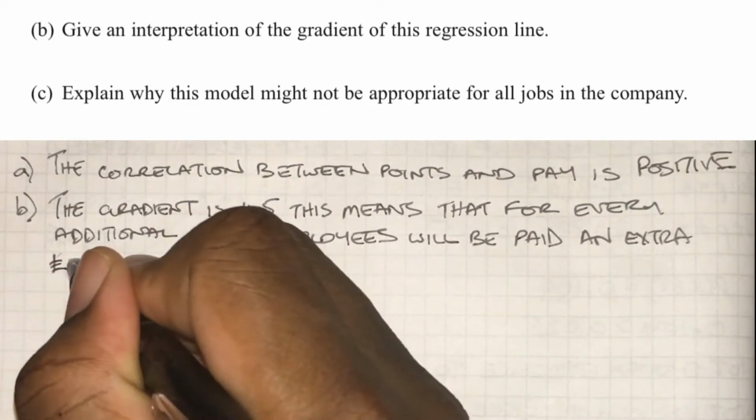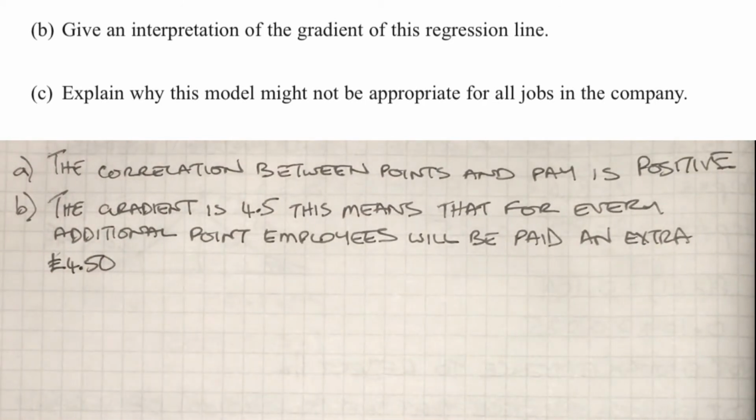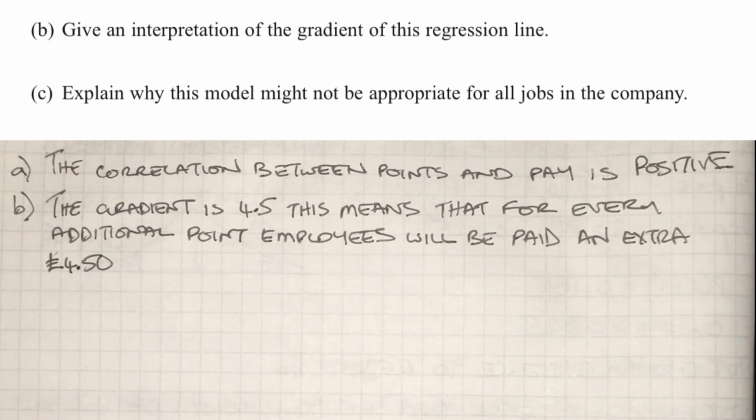Okay, now that's the interpretation we need. You've got to use the number and you've got to mention the 2 variables. So I mentioned the points and the pay and the 4.5.